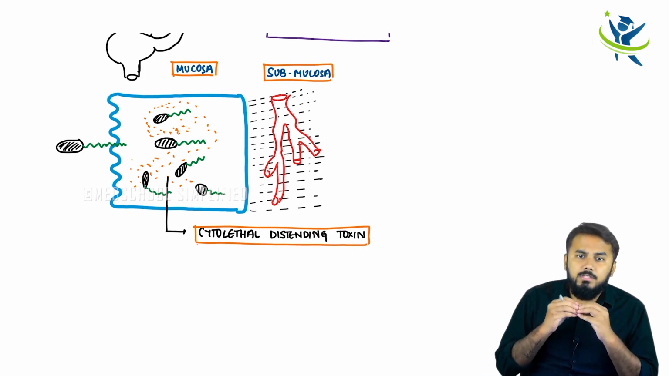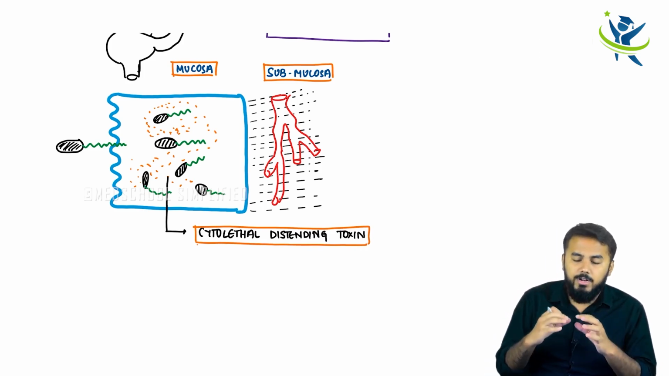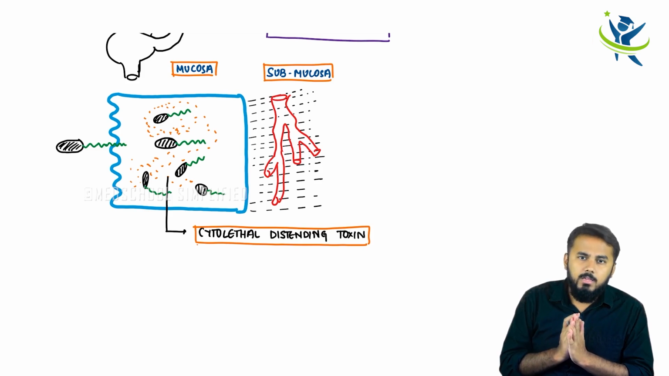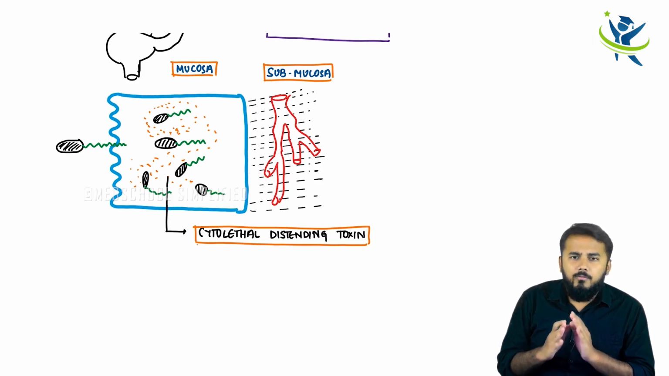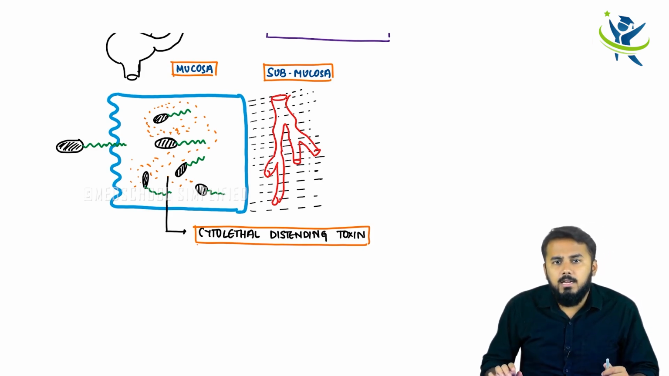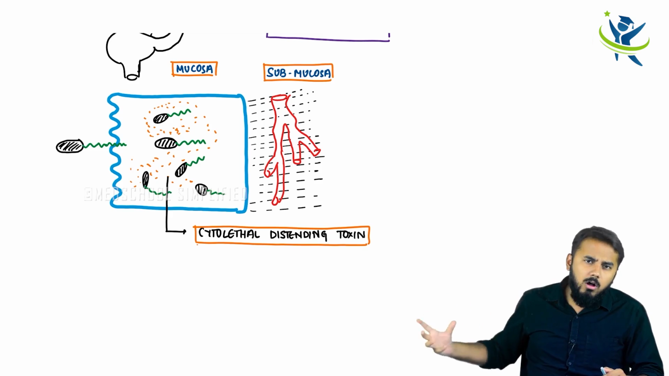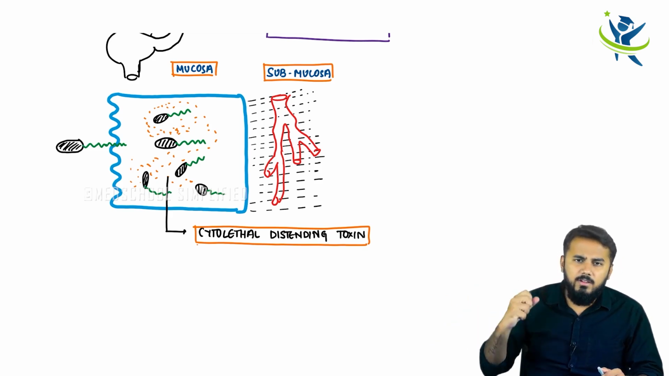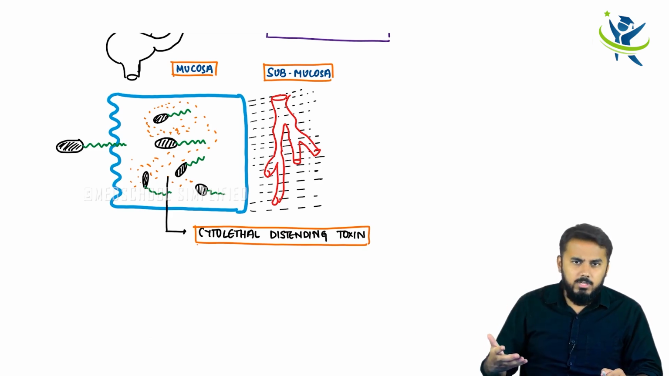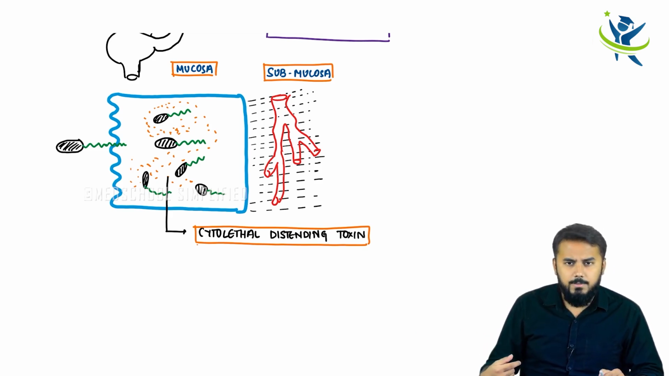Now what will this cytolethal distending toxin do? It will cause severe inflammation of your enterocytes. The moment this toxin is released, guys, obviously your immune system is not silent. Immediately all your immune cells respond. Let me tell you in detail what is happening.